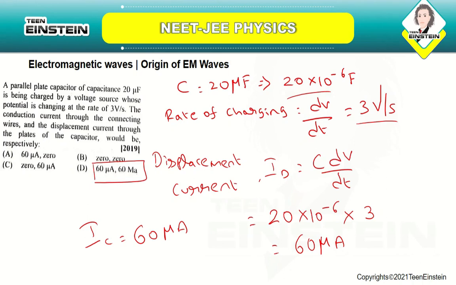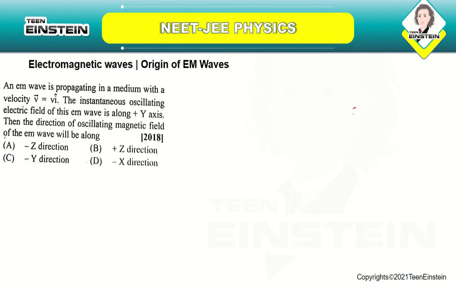Okay, so they have given it wrong as mA, it is microamperes. So the correct answer is option D. The conduction current and displacement current are both equal and the value is 60 microamperes. Okay, let us now move on to the next question.